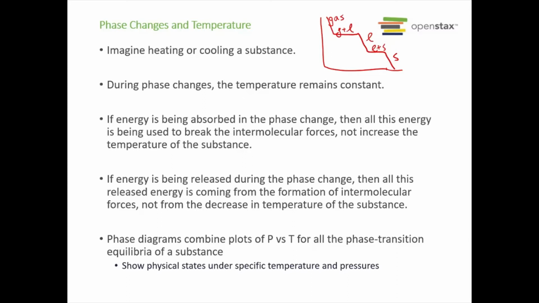So phase diagrams now, which is what we're going to talk about in this section, look at combining plots of pressure versus temperature for all of the phase transition equilibria of a substance. So we're going to be able to look at one graph to see the physical states of matter under specific temperatures and pressures.